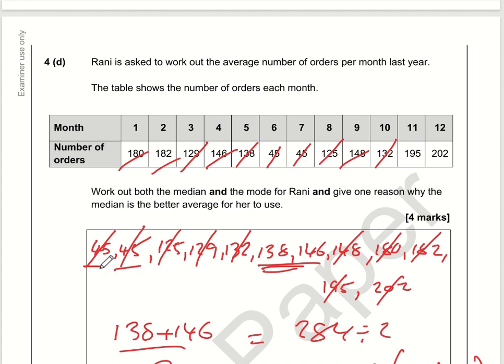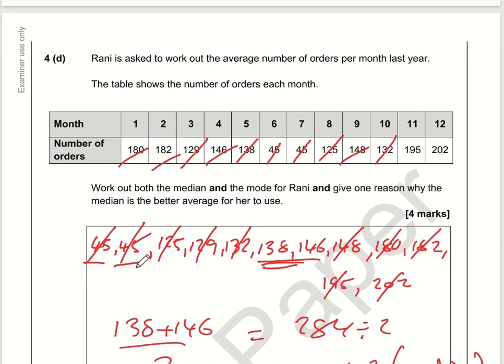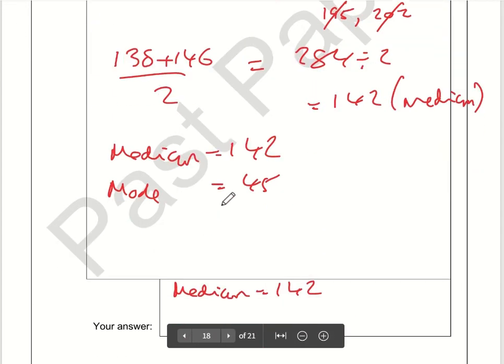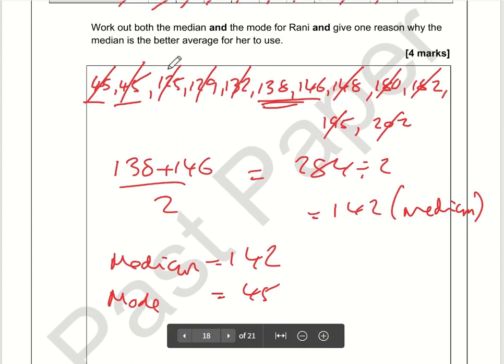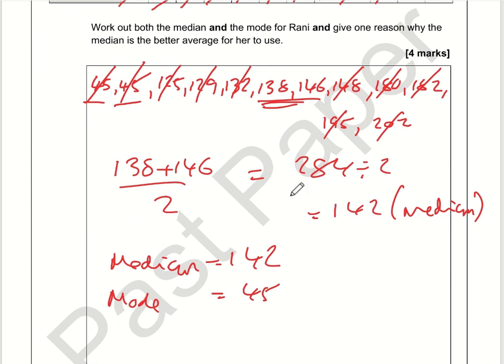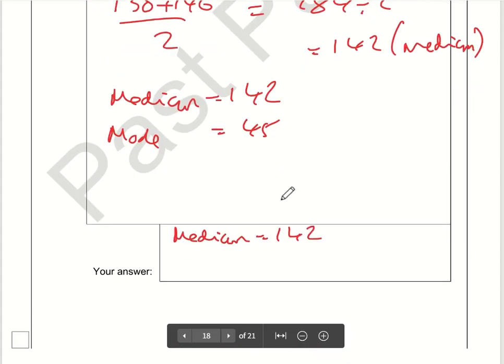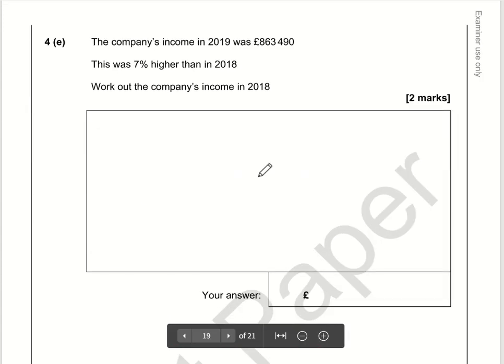But in this particular example, it's even worse to go with the mode because it happens to be the lowest value, so it's a bit of a fake average in this case. So why is the median better for her to use? Well, it's because the mode appears only twice, and the mode is actually the smallest value, or the lowest value.